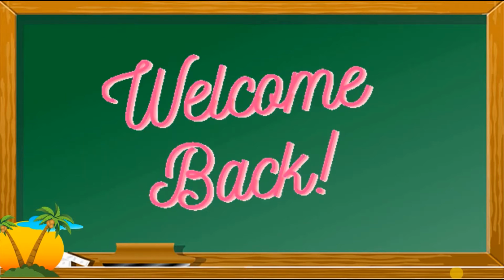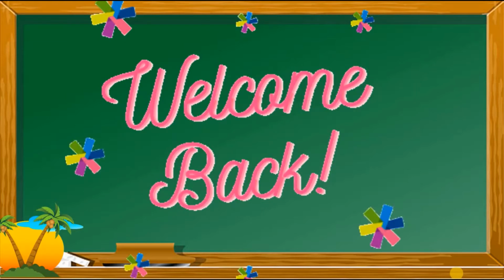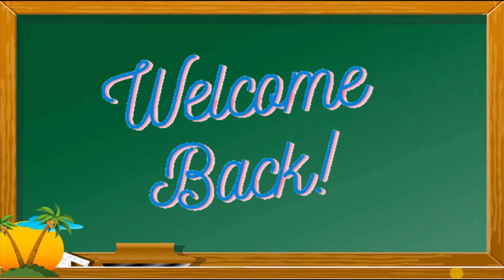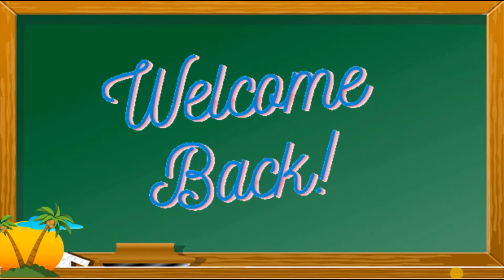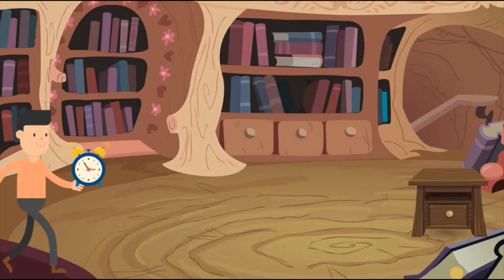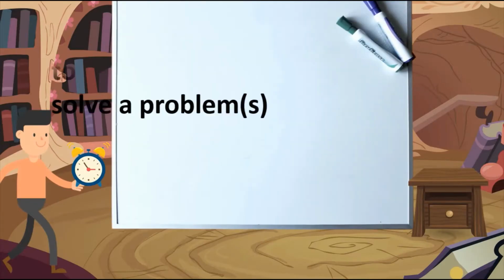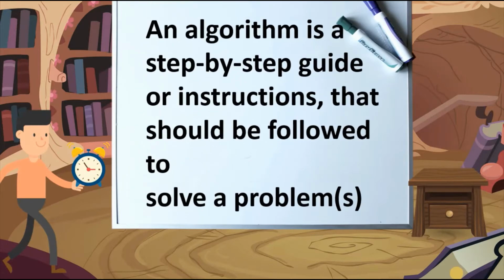In our last video tutorial we started looking at what an algorithm is, and we did a simple example using a day-to-day type of problem that one would face within the home. In that we saw Joe having the issue of his alarm clock not working, and from there we were able to come up with an algorithm to solve that problem. Just to reiterate, an algorithm is a step-by-step guide or instructions that should be followed to solve a problem.